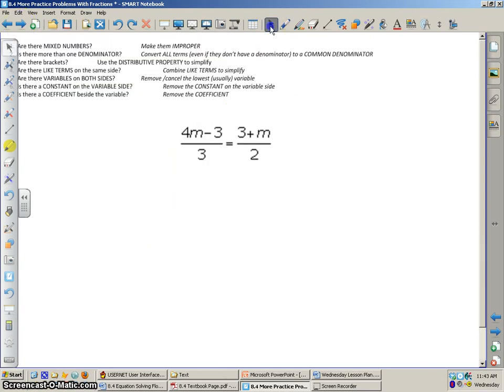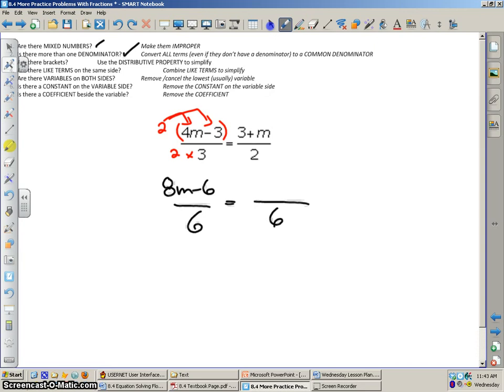And again, we see, check this out. Mixed numbers? No. More than one denominator? Yes. So let's go and get a common denominator. So the common denominator here is 6. So I'm going to multiply this by 2. And again, the idea, make sure we hit everything up top here by 2. That'll give me 8m negative 6. On the other side, I'm multiplying by 3. Multiply both of those by 3.